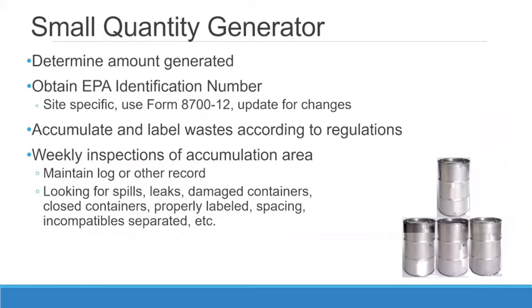Okay, small quantity generator, similar to the very small quantity generator. Basically, I need to determine the amount I've generated. So not only is a manifest mandatory, but I also must obtain an EPA identification number. The EPA ID number is a site-specific number. You use Form 8700-12 to obtain that, as well as to update for changes in the types of waste that you generate. So as a small quantity generator, now I need to get an ID number.